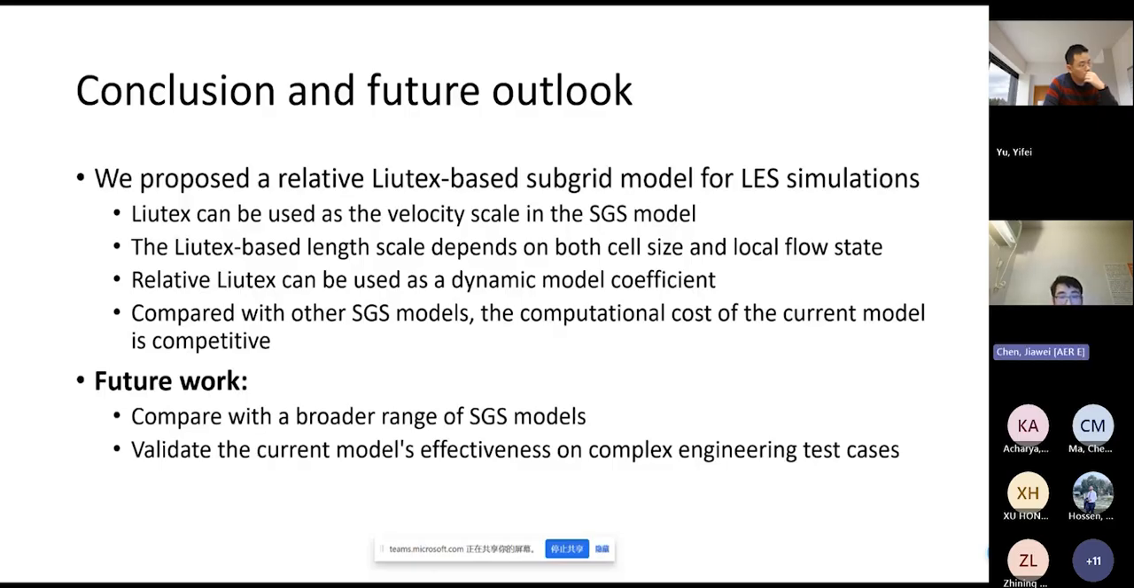For future work, we plan to compare our model against more subgrid models beyond what we have shown today. And more importantly, we want to validate the model's effectiveness on more complex engineering cases. I mean, real-world geometries and flow conditions to demonstrate its practical applications.